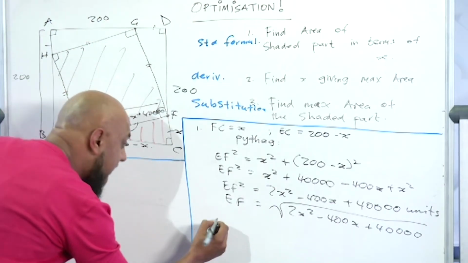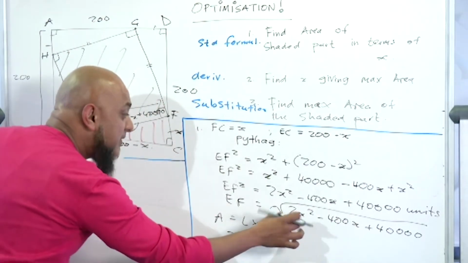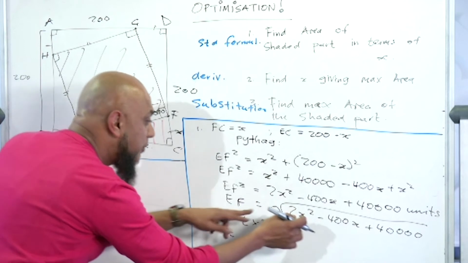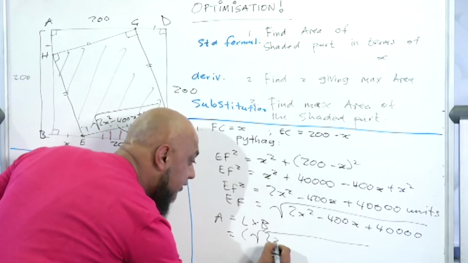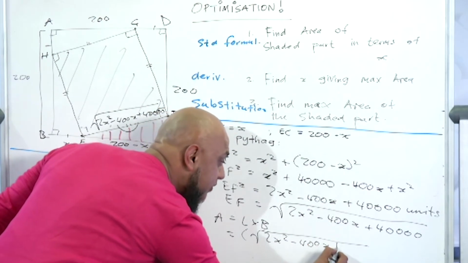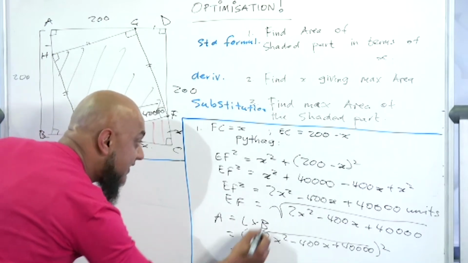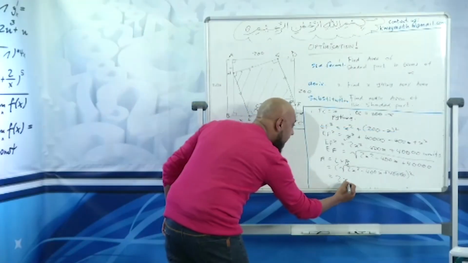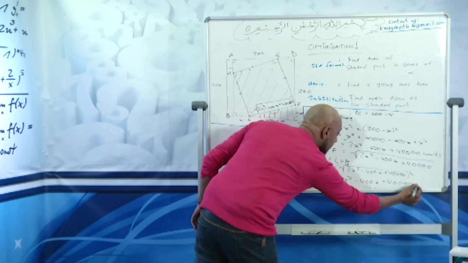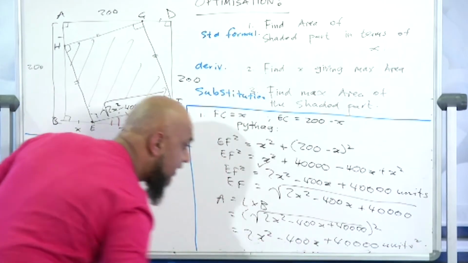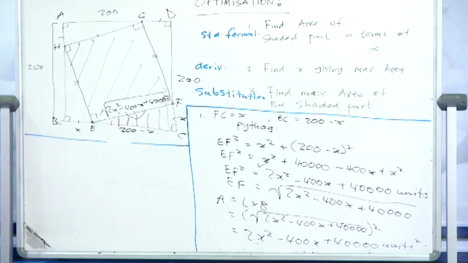So therefore area is equal to length times breadth, which is equal to this times itself, so basically it's this squared. Area is equal to the square root of 2x squared minus 400x plus 40,000, squared. Length times breadth, which is exactly 2x squared minus 400x plus 40,000 units squared. And there we go. That is the area of the shaded part in terms of x.